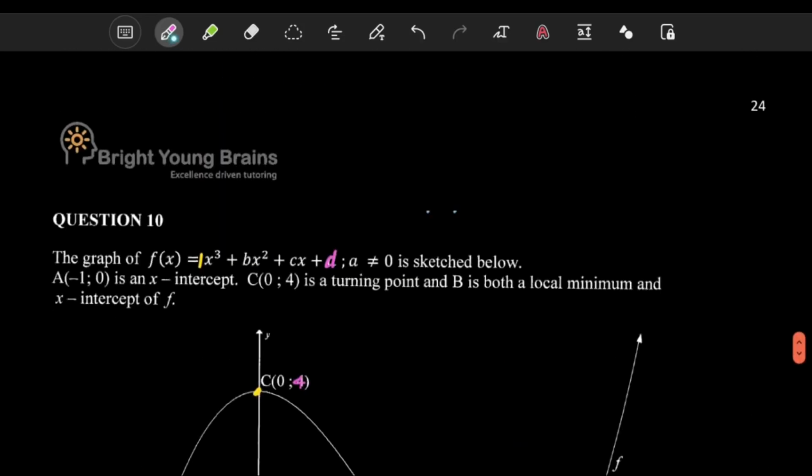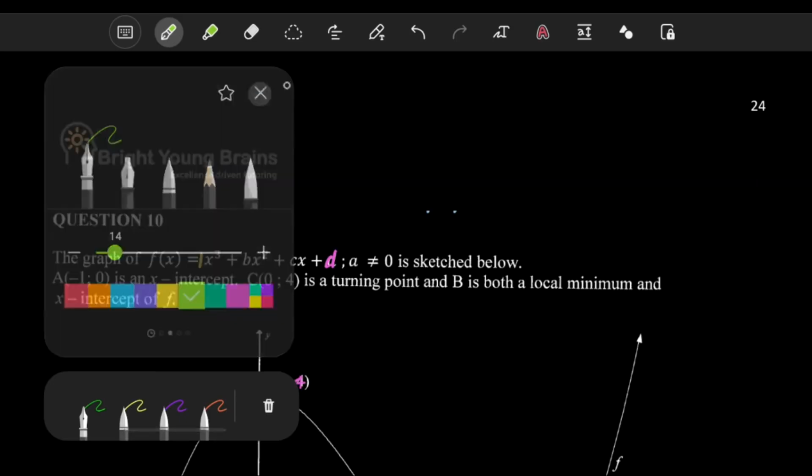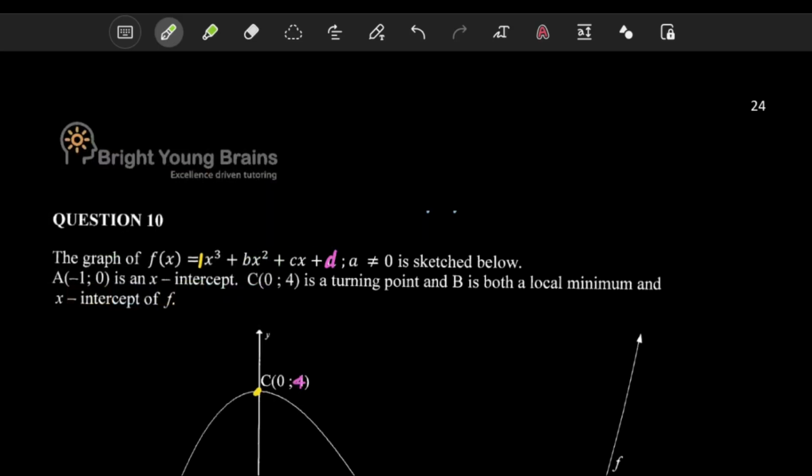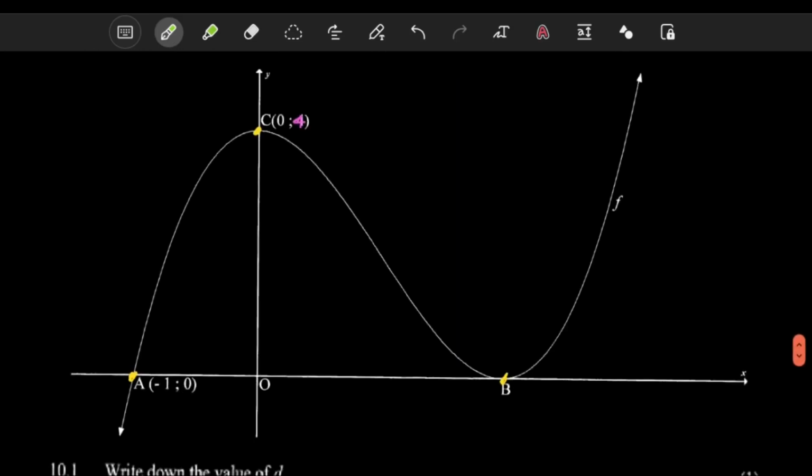Okay, for 4 marks, they said we should show that b is this and c is that. Well, that's not too difficult. It's not a difficult question at all, actually. We should just get b and c.